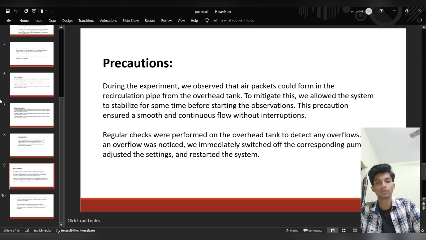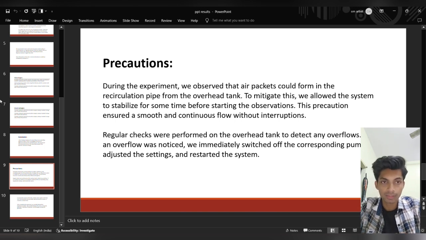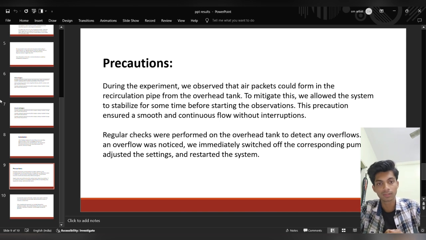Thirdly, maintaining a constant flow. To ensure the accuracy of the data, we kept a close watch on the flow rates. Any fluctuations were promptly adjusted using the actuator to maintain a constant flow. This step was critical for obtaining reliable results.